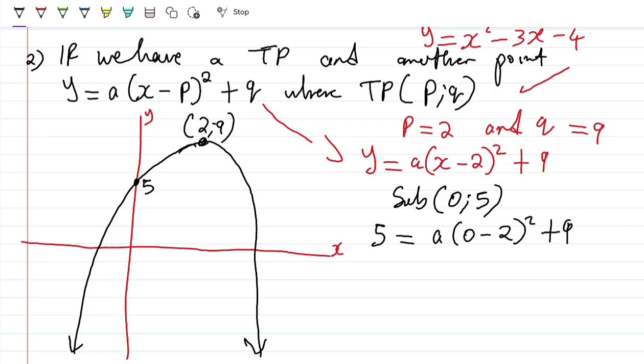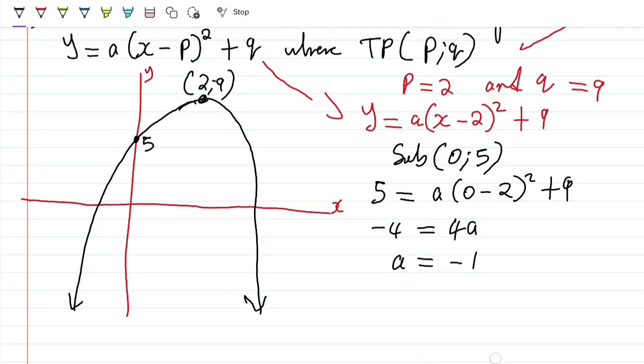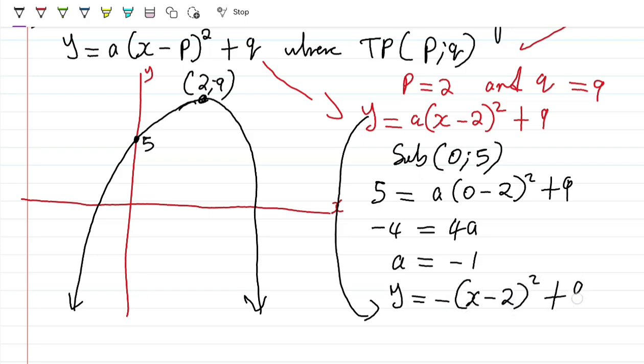Then we need to take 9 to the left-hand side. It will be 5 minus 9, which is negative 4, equals, when we say negative 2 squared, we get 4, so 4 times a, that is 4a. Then we divide both sides by 4, and our a becomes negative 1. So we need to come back and substitute it here: y equals negative 1 into (x minus 2) squared plus 9.